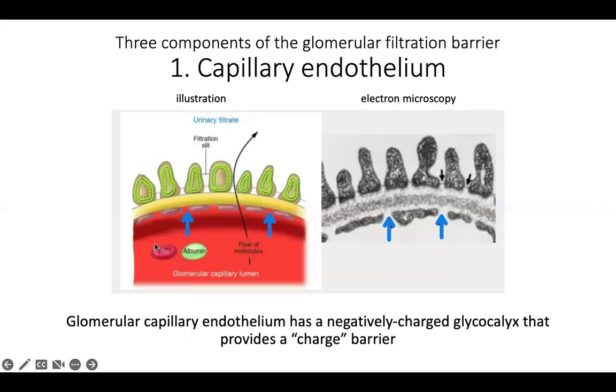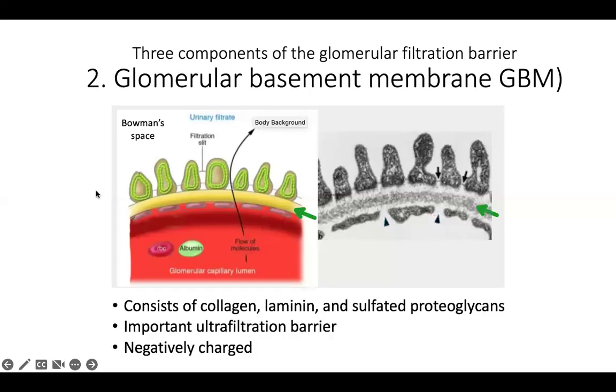So the starting inner layer, the capillary endothelium, has a negatively charged glycocalyx. Basically you're trying to repel proteins, which are negatively charged, because you want to keep the important stuff in your bloodstream, right? Like your nutrients and your antibodies and your proteins. You don't want that leaking out into the urine. So this negatively charged glycocalyx helps to repel and keep the good nutrients and proteins in the blood and not have them leak out. So that first barrier is the capillary endothelium.